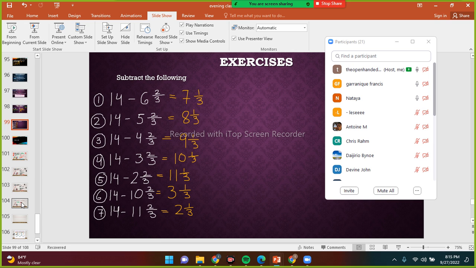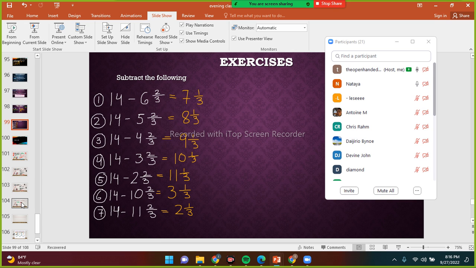T stands for temperance. A stands for air. R stands for rest. And T stands for trust in God. Very good. Those are the 8 factors that contribute to health and wellness.